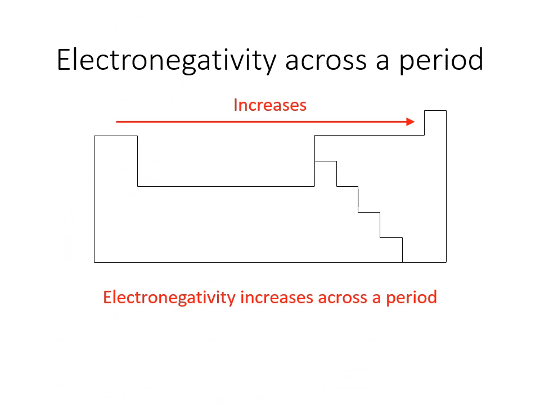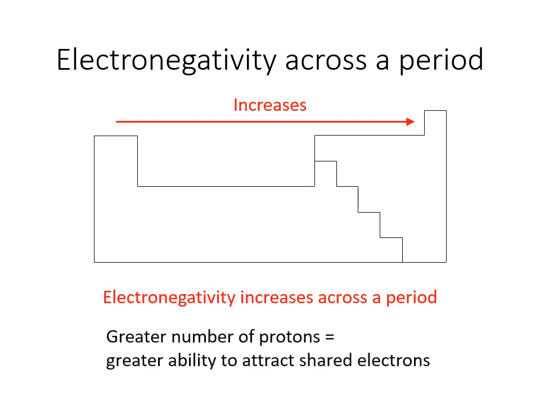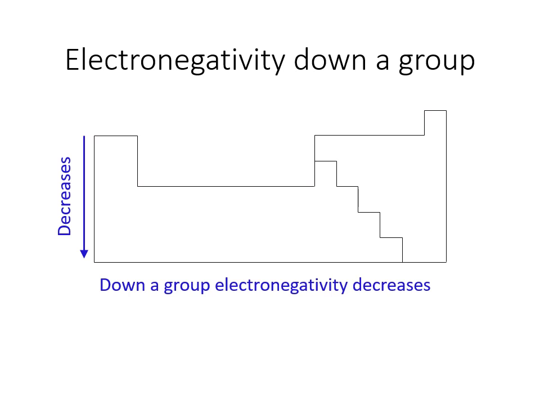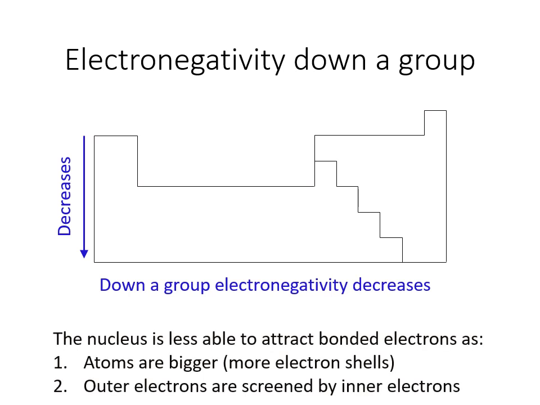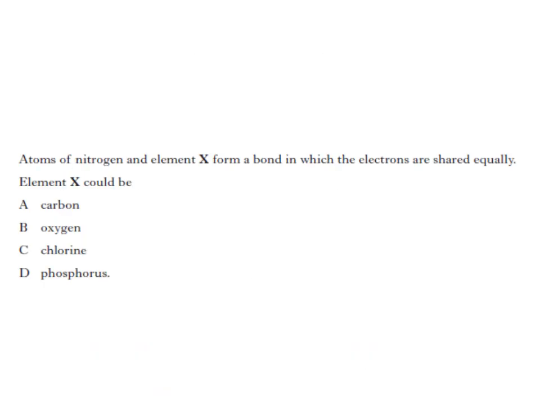So in summary, as you go across the period, electronegativity increases. And as you go down a group, the electronegativity decreases. So let's have a look at a couple of questions here. So atoms of nitrogen and element X form a bond in which the electrons are shared equally. So you're going to need your data book for this one. So pause the video and have a go.